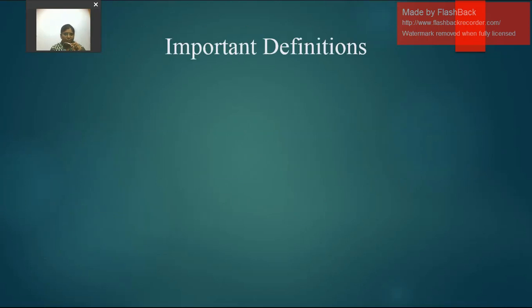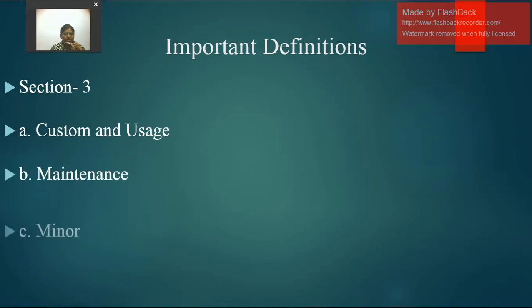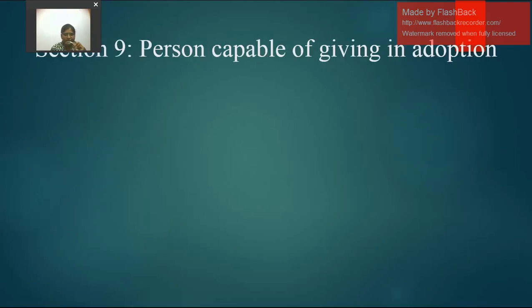Now let's see some of the important definitions which we have already discussed in my first video lecture on the same act. But to revise, section 3 of this act provides for three basic important definitions. That is, one is custom and usage, second is maintenance and third is minor.